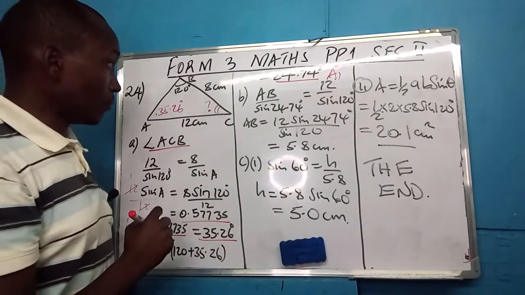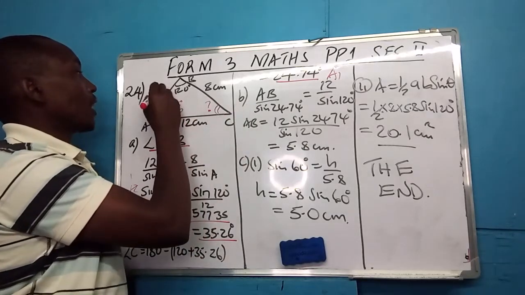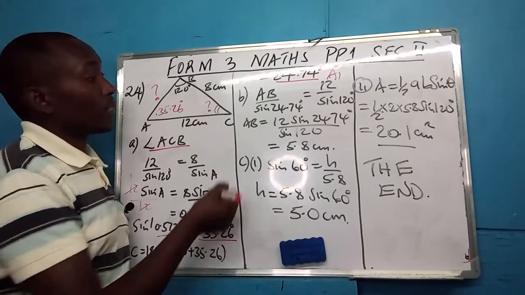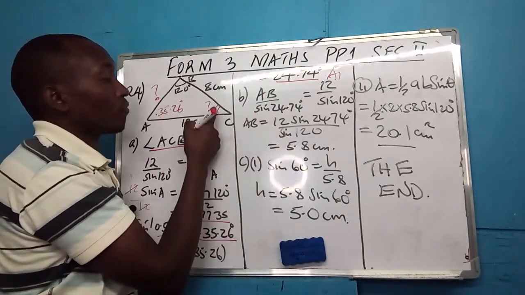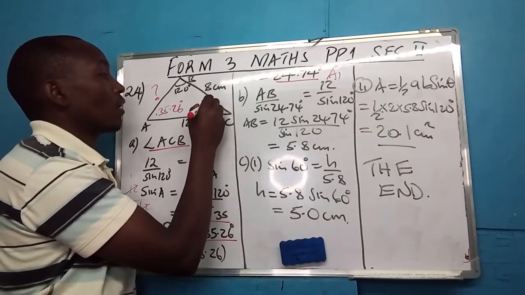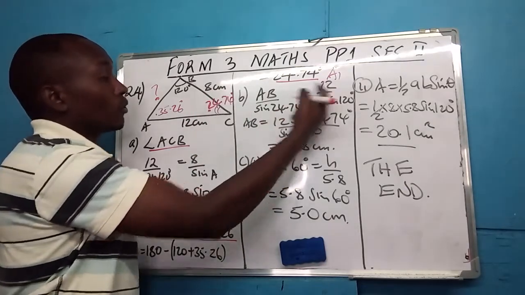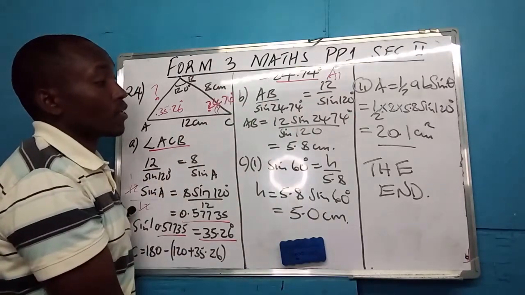We go ahead to part B. Part B, we need to work out this side. The sine formula again will apply. The AB, the length that you're not given, divided by the sine of the opposite angle. Remember, now we have 24.74 degrees. So it equals 12 over sine of the opposite angle. The very same thing we did.